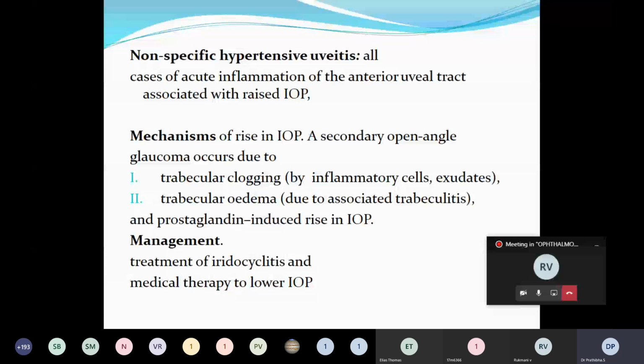Then how do we treat? Always in secondary glaucoma, you treat the cause. So the cause is iridocyclitis. For iridocyclitis, I think everyone knows the treatment. That is, steroids have to be given to control the inflammation. Then, additional to that, medical therapy to lower the IOP.